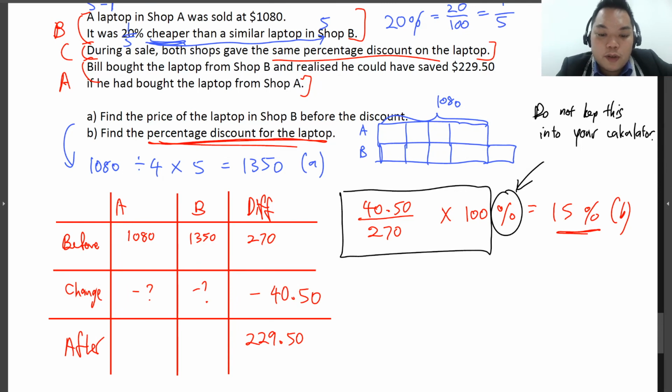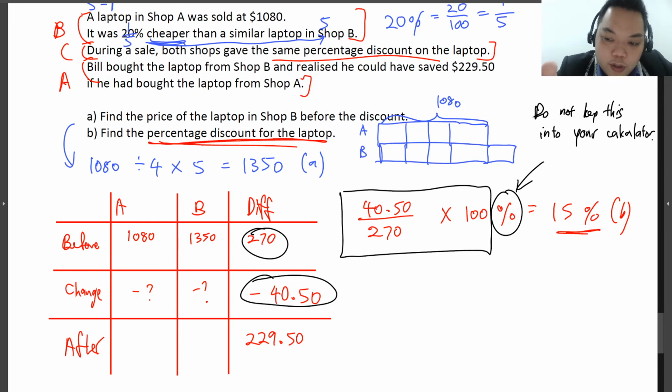Yeah, this is unit transfer method. Why did you take 40.5 divided by 270? Because this is the original difference. This is the difference in the discount. So when you calculate this out, you will obtain the percentage discount.